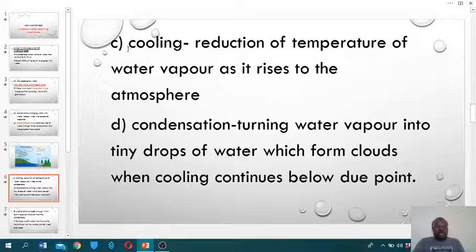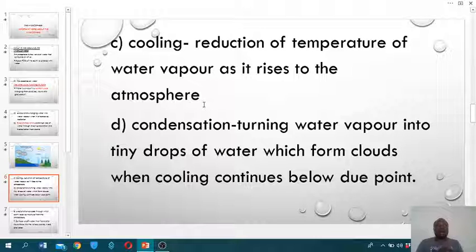Then we have another process. The first process we had was evaporation, the second was evapotranspiration, and the third one is cooling. What is cooling? Cooling is the reduction of temperature of water vapor as it rises to the atmosphere. When it reaches there, the temperature will cool. If the temperature was at 100, it will start decreasing. The water vapor will stay there, but the temperature will reduce.